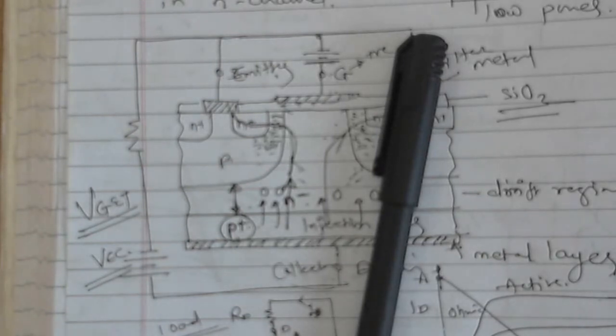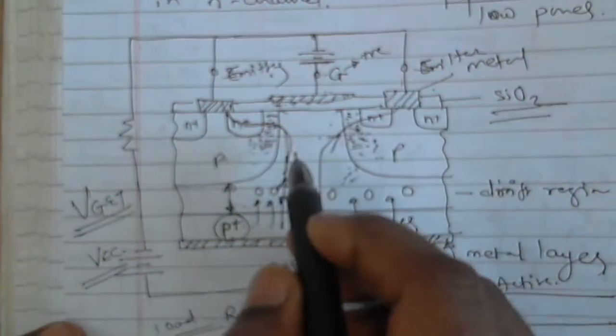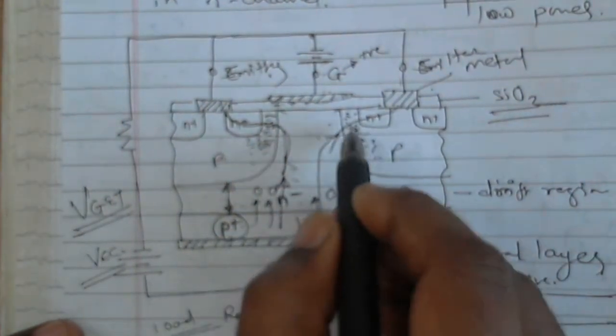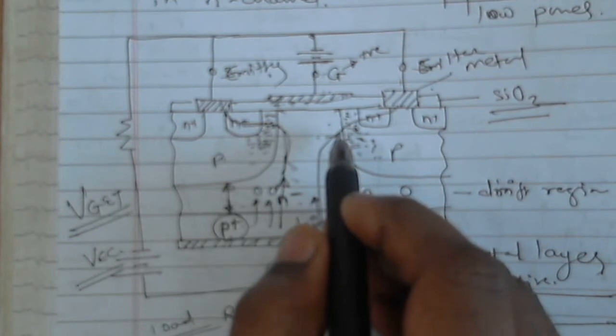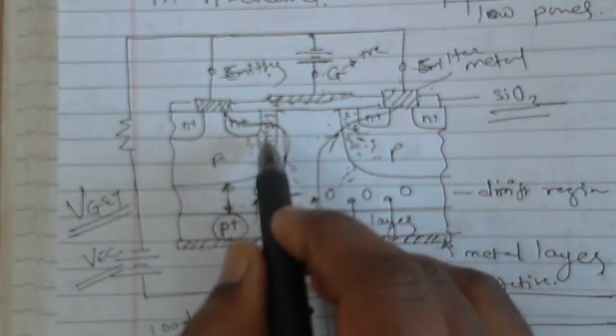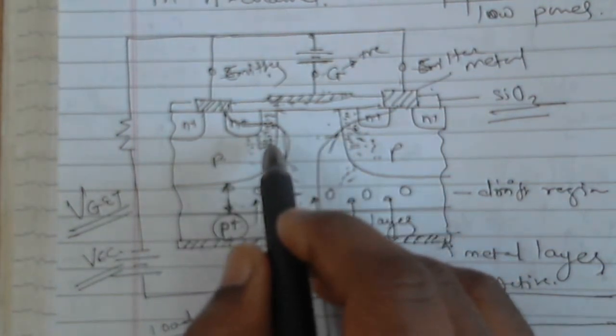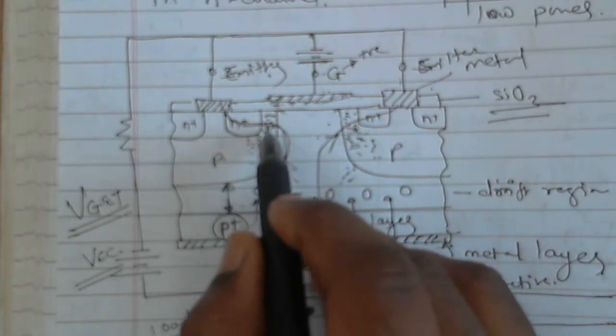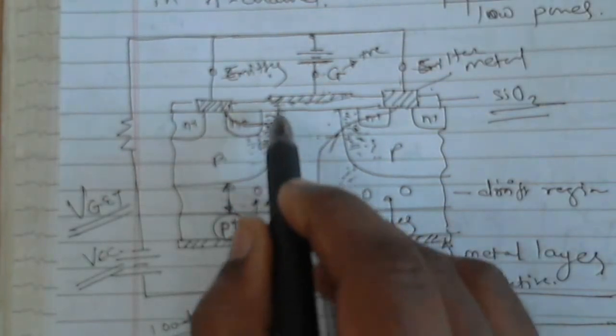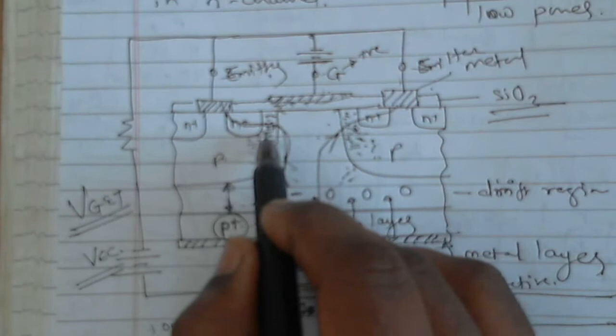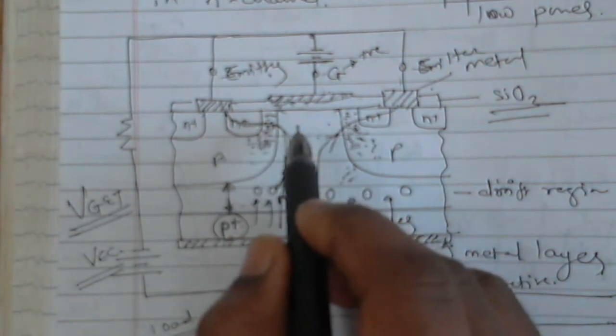Sorry. So when this gate is made positive, the inversion layer starts to form. Inversion layer means a layer with negative charges. Okay, this is called the inversion layer. This inversion layer forms in the upper part of this P region, just beneath the gate, just below the gate. Okay, same as in a MOSFET.